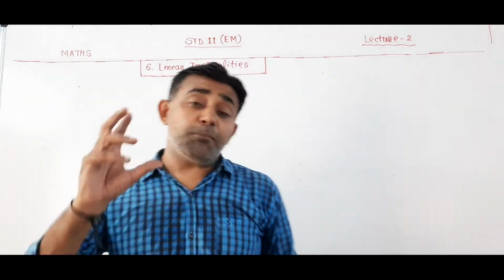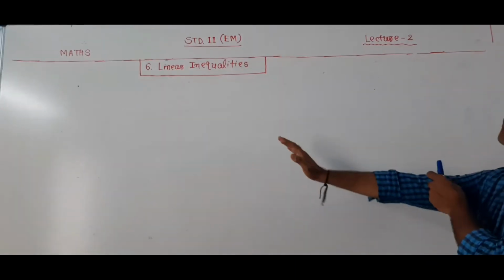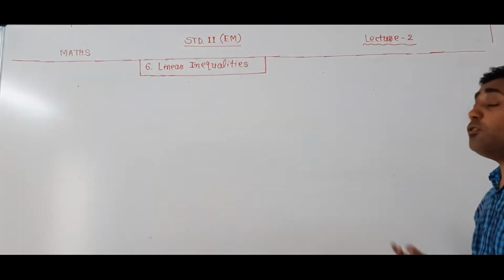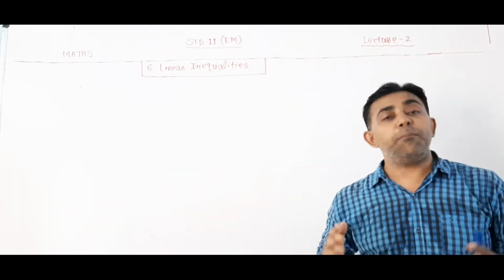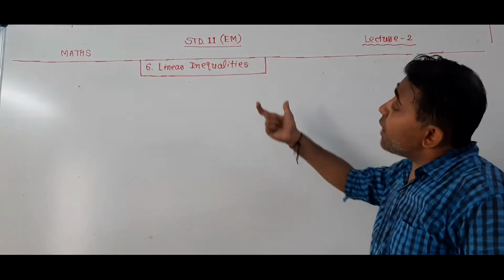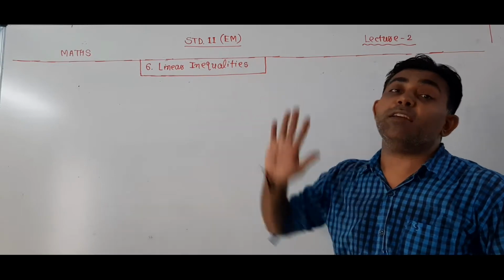My dear friends, in the previous lecture, we have already learned about intervals, right? That there are four kinds of intervals. With the use of those intervals, we may derive any kind of element of the set R. Now today, we are going to start our new chapter, linear inequalities.